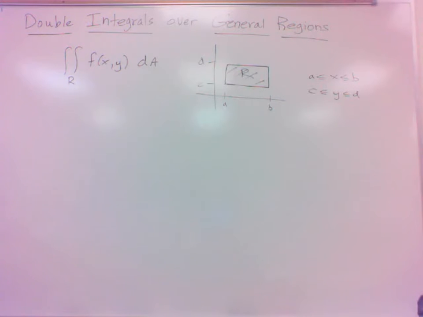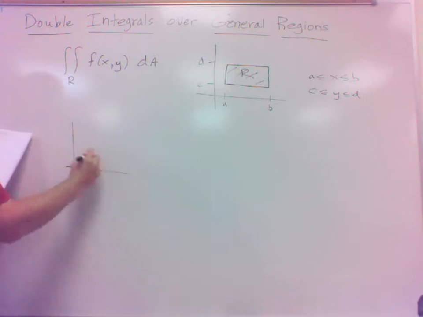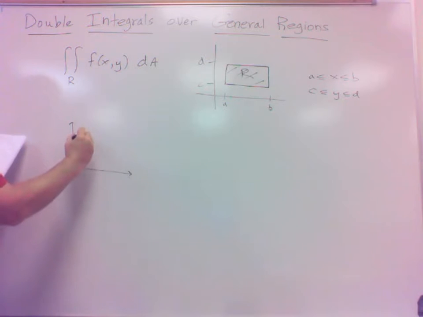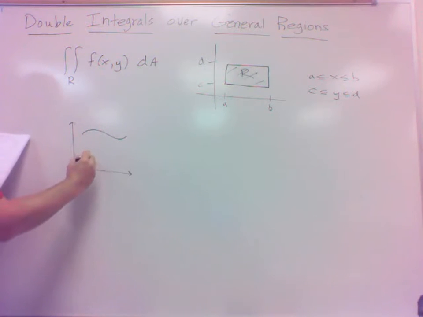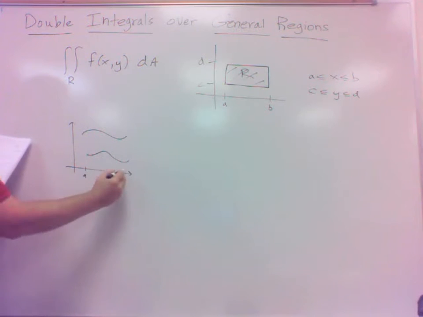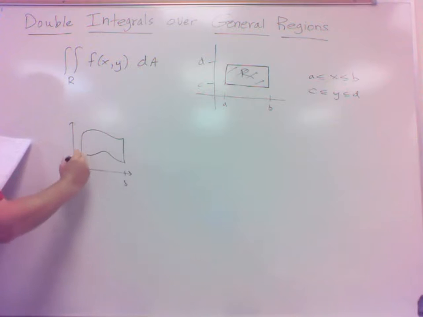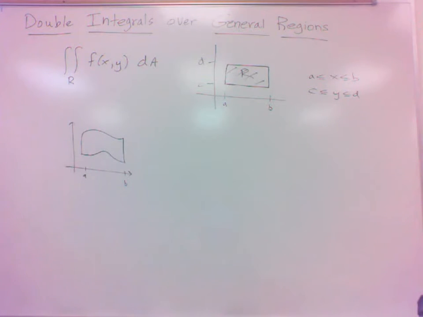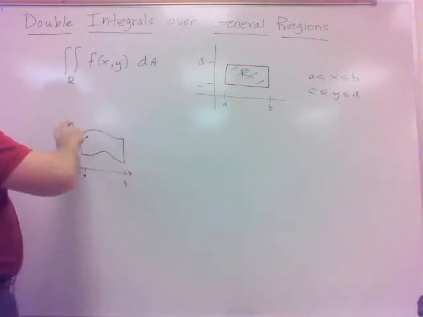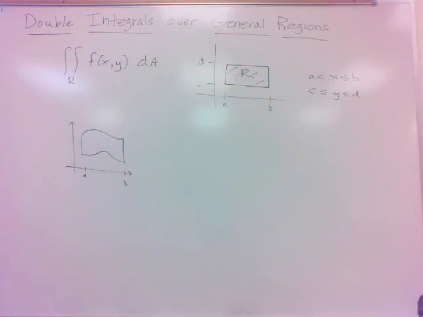Well, the question then becomes, what if we have a non-rectangular region that we're going to integrate over? So, for example, what if we're going to integrate over a region, and this is just hypothetical here. What if my region looked something like this? Where x is still going from a to b, but you can't really say the same for y. It's not between two fixed values of y. And so that's what we're talking about: more general regions where it's not necessarily just a rectangular shape.